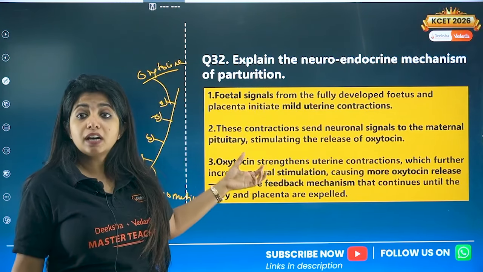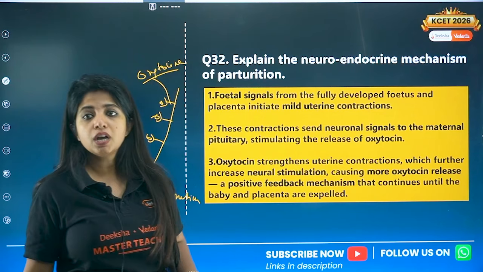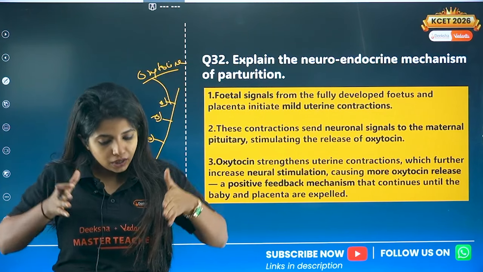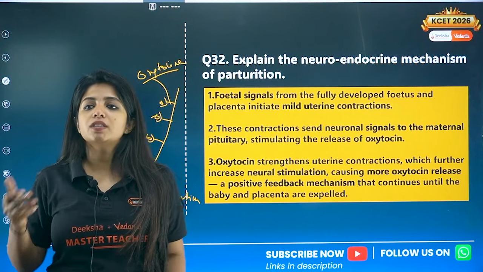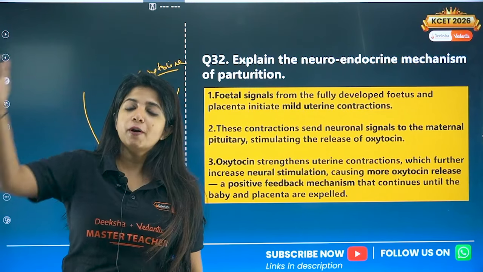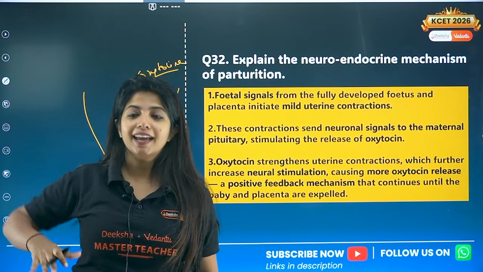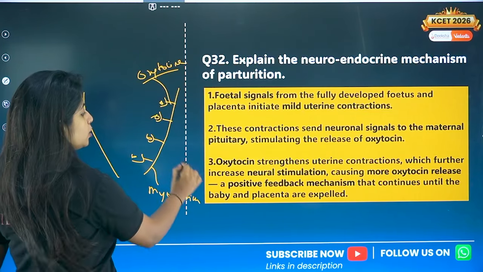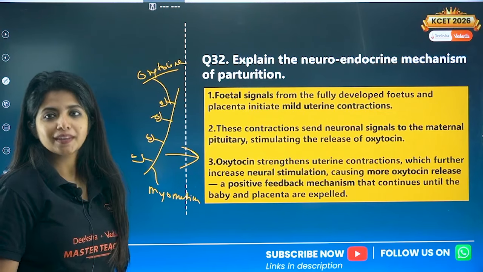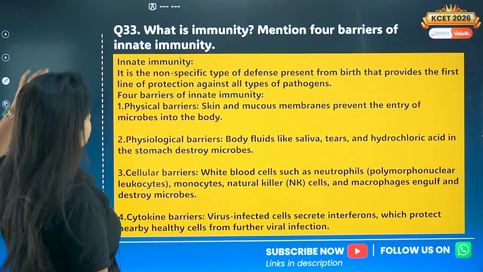Now the oxytocin comes and strengthens the uterine contraction, which further increases what? Neural signal. Again the baby tries to move out, again the signal is active, and this goes on, and this is known as a positive feedback loop. Positively it is happening again and again until the baby and the placenta move out. Okay, so will you be able to explain it? I hope you do now. I hope you have that imagination happening now in your head.